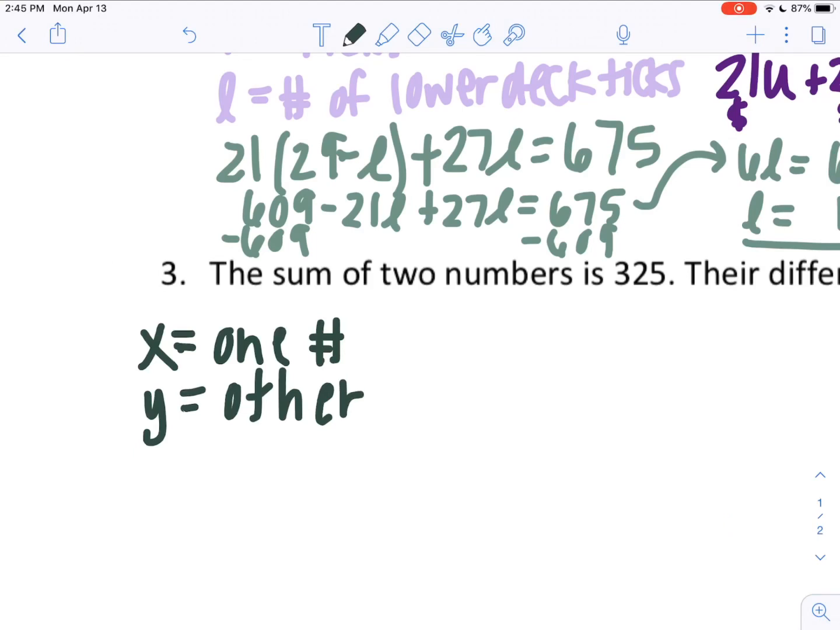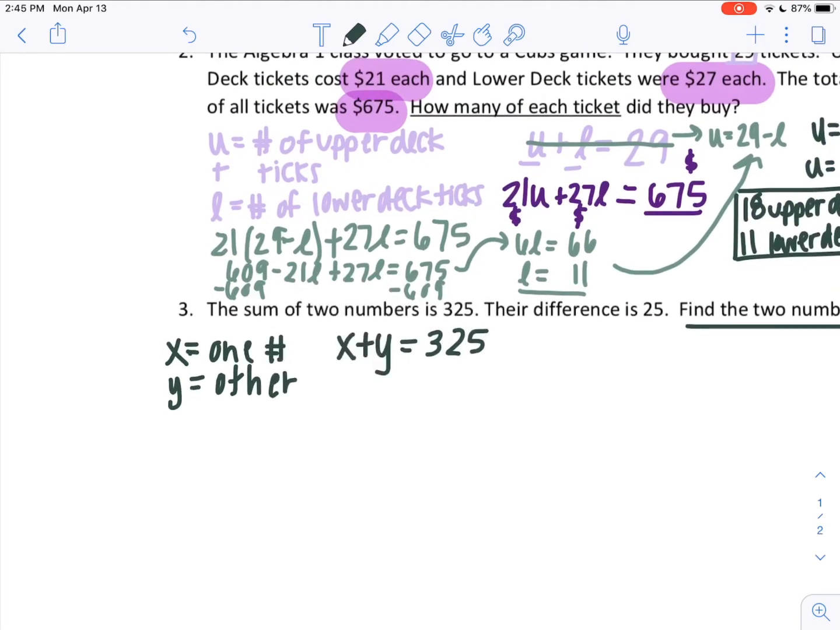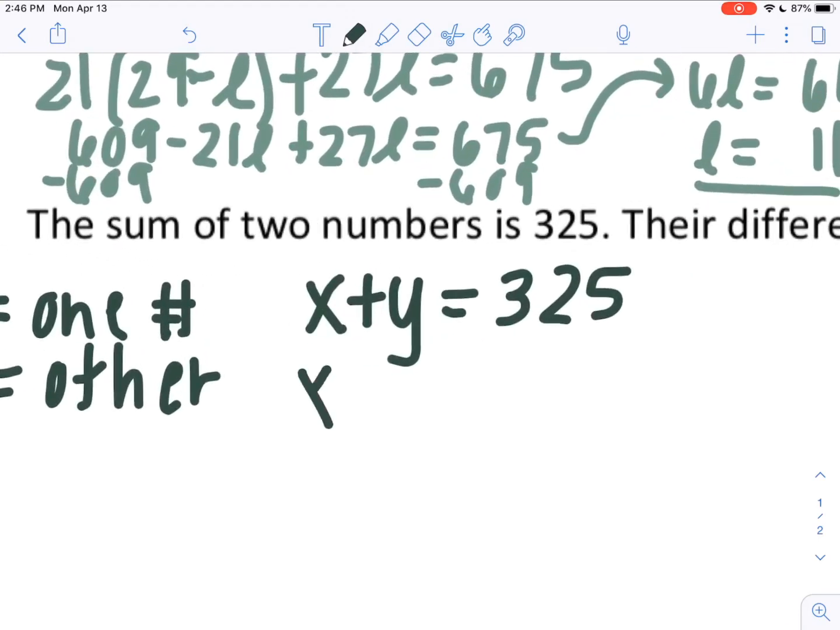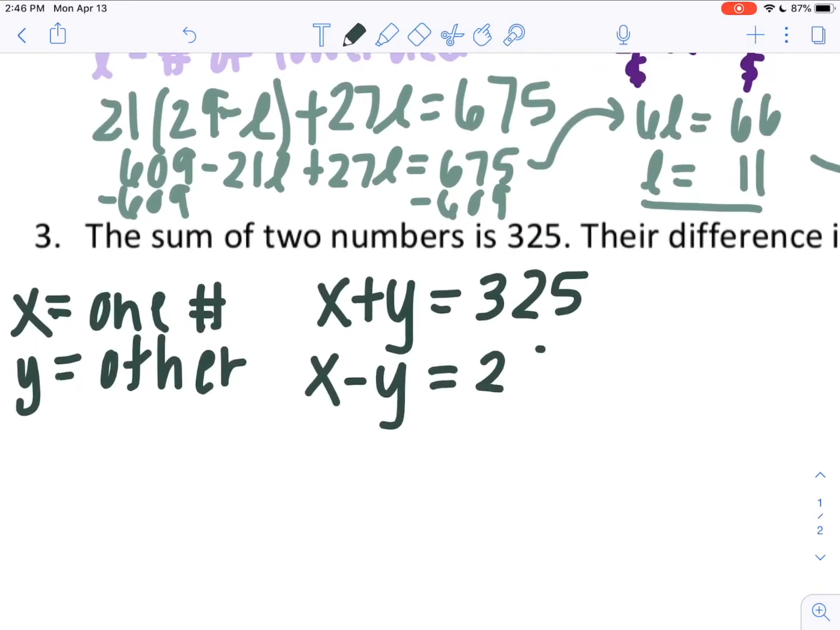So I'm going to look at the sentences to figure out what my equations are going to be. So the sum, think of what sum means. That means addition, right? So if I add the two numbers together, I'm going to get 325. Now the second equation says their difference is 25. Remember, difference is subtraction. You guys always forget this. Some people think it's division. Difference means subtraction. So the difference between the two, it has to be x minus y, not y minus x, okay, is 25.